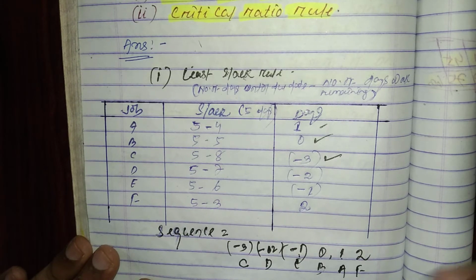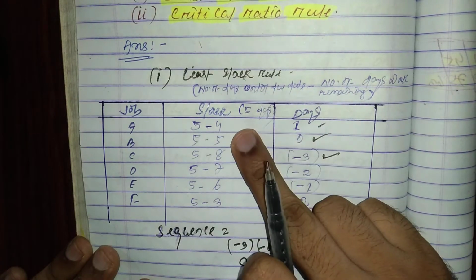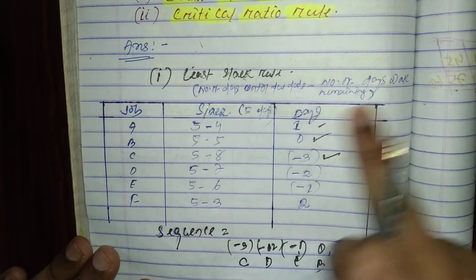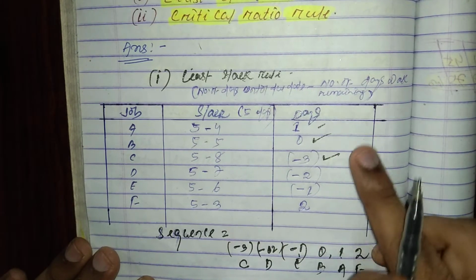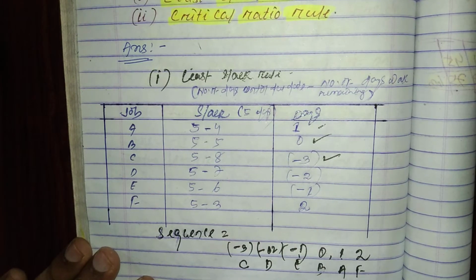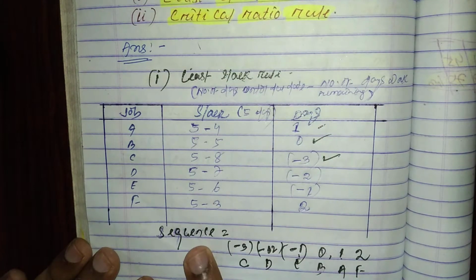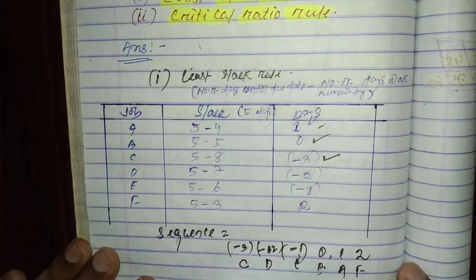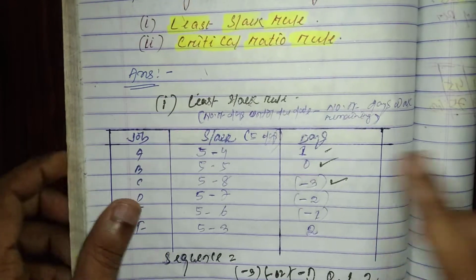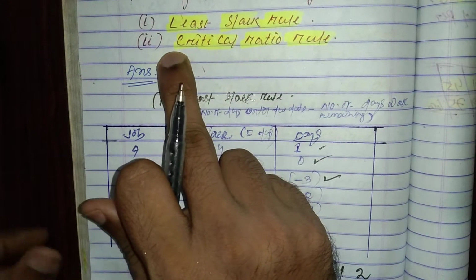First we subtract the number of days work remaining from the number of days until due date. Then we find out the slack days, and we arrange them according to the least slack rule. And this is the sequence: minus 3, minus 2, minus 1, 0, 1, 2, that is C, D, E, B, A, F. Now, the second part: the critical ratio rule.